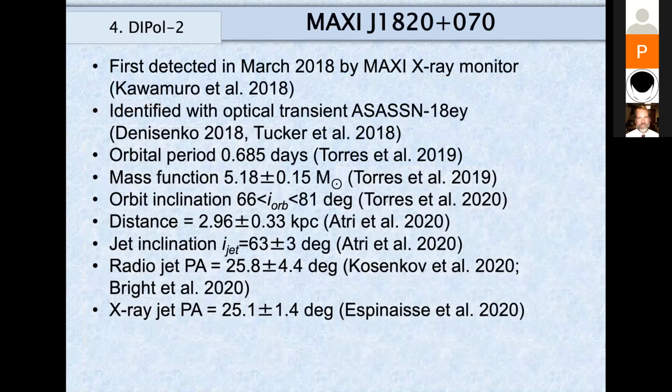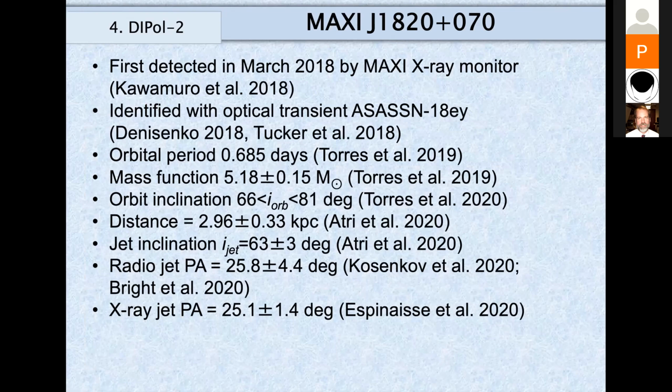Then the second object that I will have time to talk about is MAXI J1820+070. This is an interesting object that went into outburst 3 years ago. There is a lot of information here on the first slide that we probably will not have time to read. What's interesting is that we actually know a lot about this object. We know that there is a radio jet and an X-ray jet. There is a position angle on the sky of about 25 degrees. We know the distance from radio parallaxes. We know the inclination of the jet from the superluminal motion. We know the orbit inclination from the ellipsoidal variations.